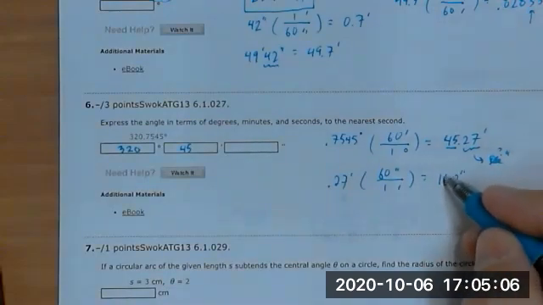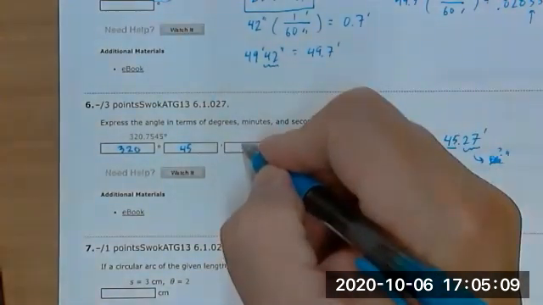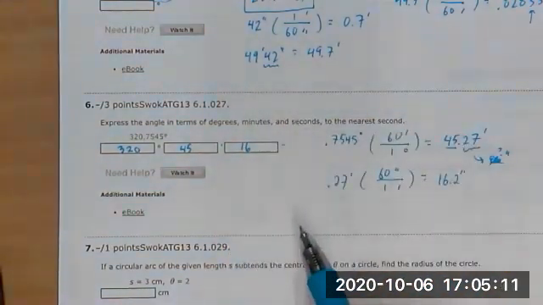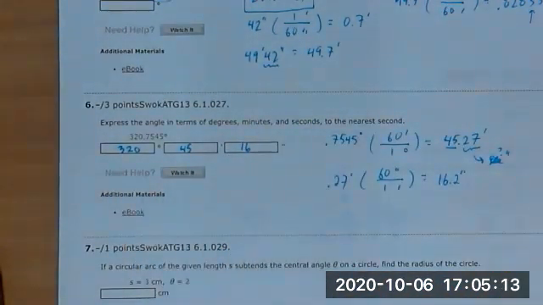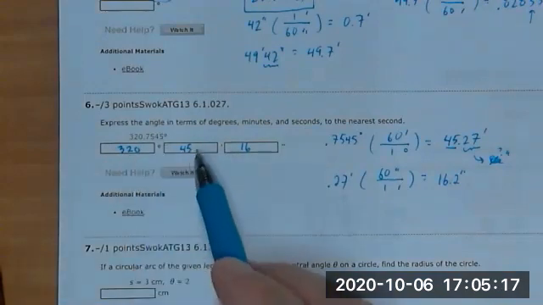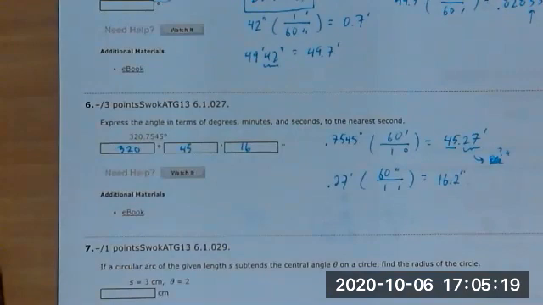And I think they want me to round just to 16. So I think the answer should be 320 degrees, 45 minutes, 16 seconds. And that is correct. All right, number 7.